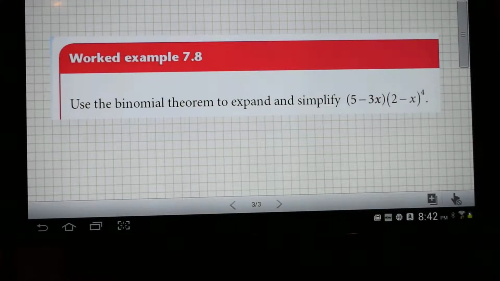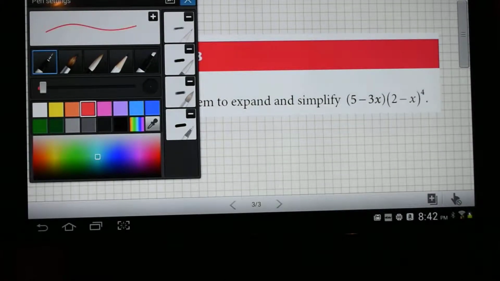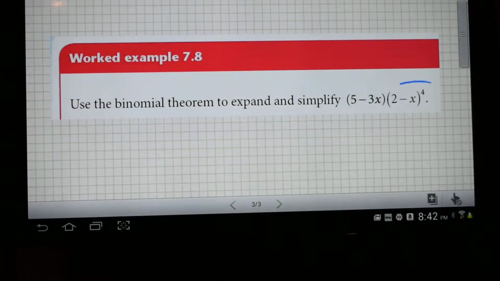Use a different color besides black. We're going to, no, I don't want to use that color either. Sorry.